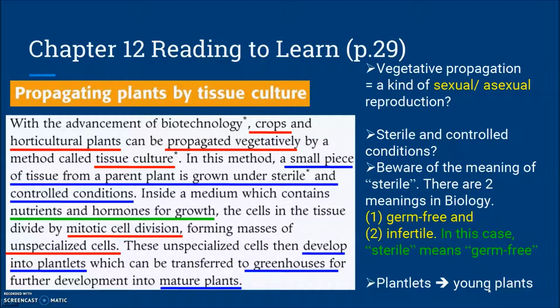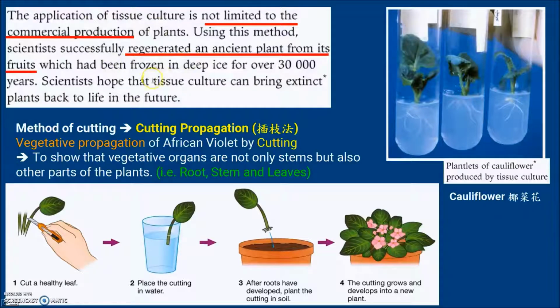Okay, so that's the first paragraph. I would like to mention a few key points. And for the second paragraph, it's not that important, but at least it can broaden your knowledge, because this method, tissue culture, is not only limited to commercial production, but we can also use it to maintain the biodiversity in the ecosystem, because we can regenerate the Asian plants from its fruit.